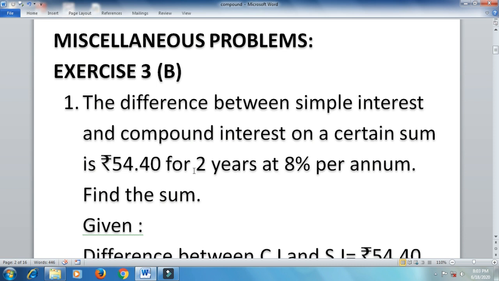Let us solve this problem in 3 steps. First step, find out the simple interest by considering the P as X, and in the second step, calculate the compound interest by considering the principal amount as X, and in the third step, find out the difference between simple interest and compound interest, then equate the difference to the sum of rupees 54.40. Hence, we can find the sum P, the principal. Let us proceed in this way.